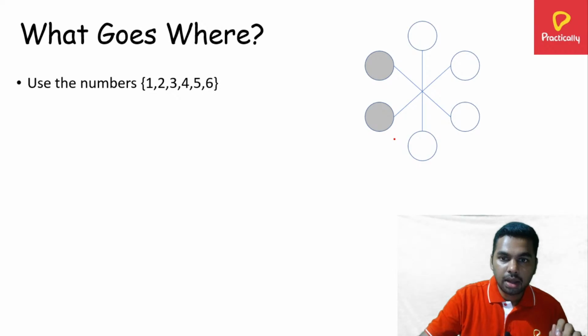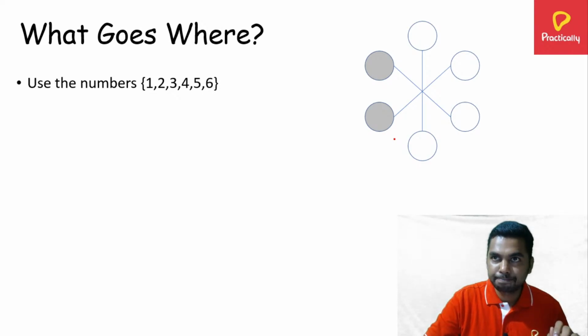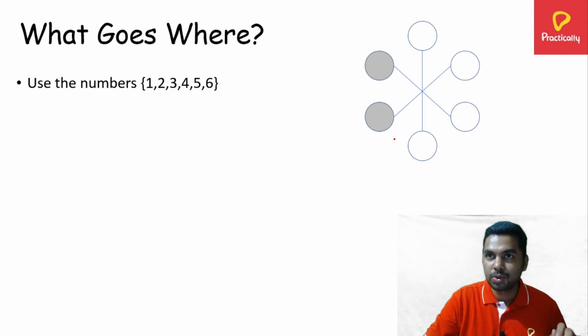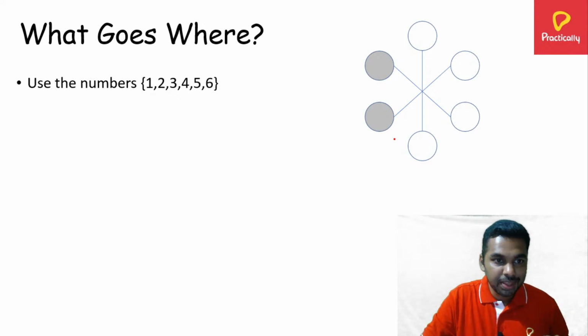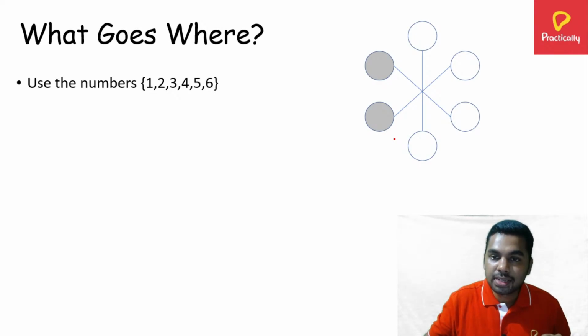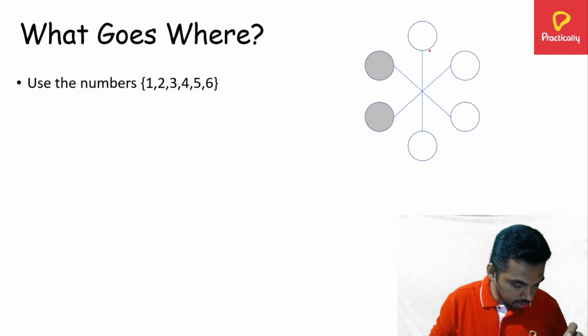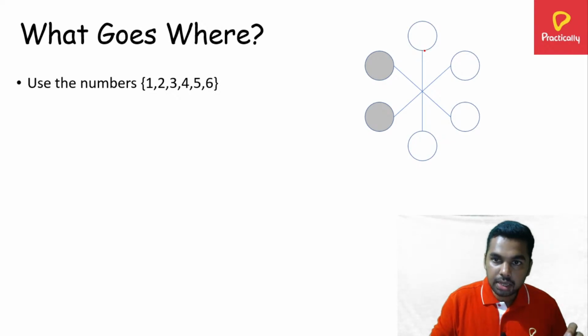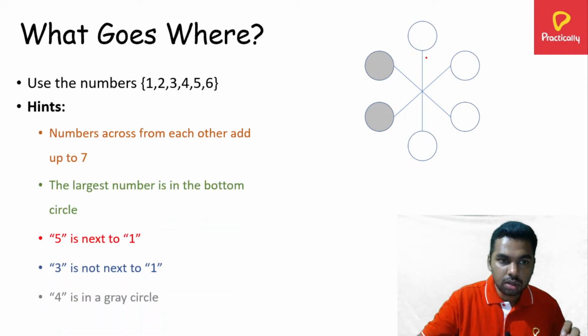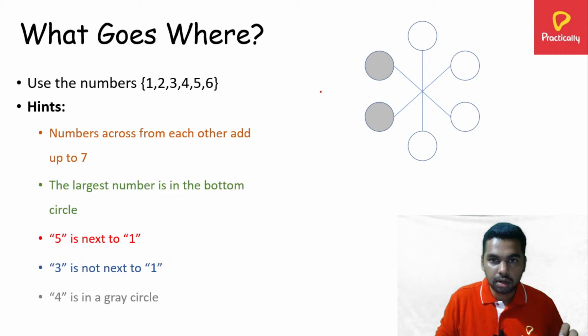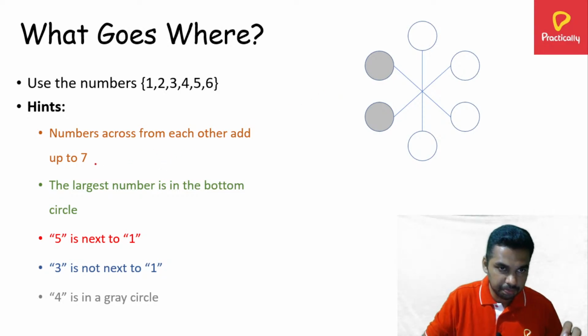Okay, sorry for the disturbance from outside. We have some rain here. That's why you will see some bustling sound in the background. But don't worry. So what we have is, how many are there? 6. There are 6 circles here. Each circle should have a number written. And now the hints given to fill the numbers are also listed here.